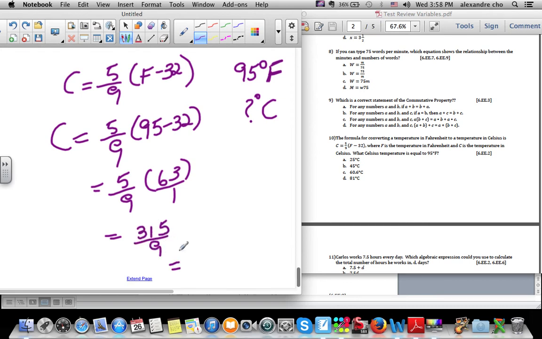And 315 over 9: 9 goes into 31 3 times, which is 27, and we end up with 35. So 95 degrees Fahrenheit is equal to 35 degrees Celsius. It's a pretty hot day.